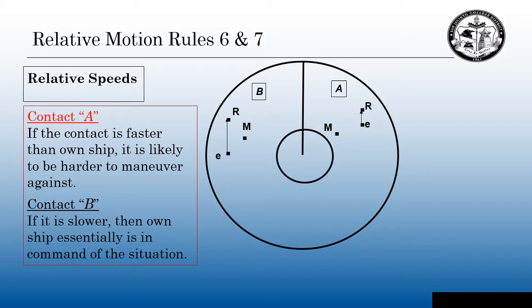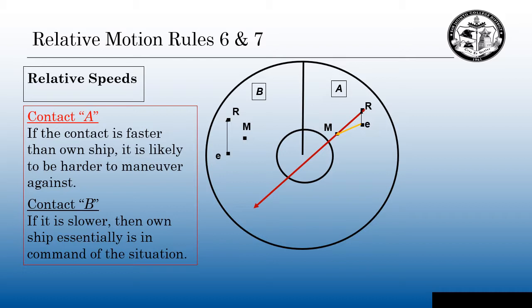Maneuvering against relative motion. Contact A, we can see that their relative speed is fast and their true speed is fast. It's going to be very difficult for us to maneuver against this contact. We're going to have to maneuver well in advance and probably make a bold course change or a bold speed change in order to maneuver against this contact.